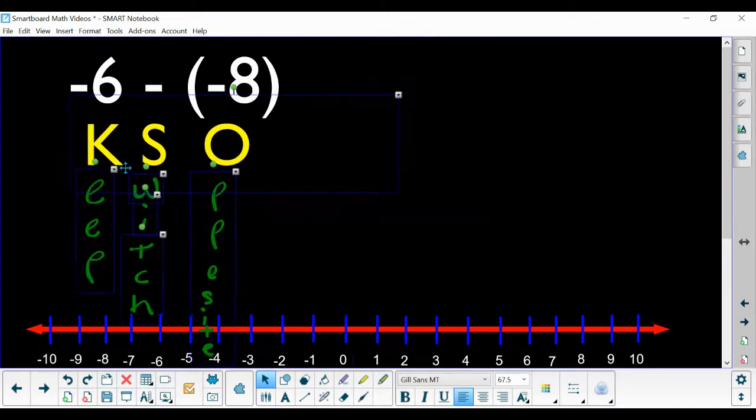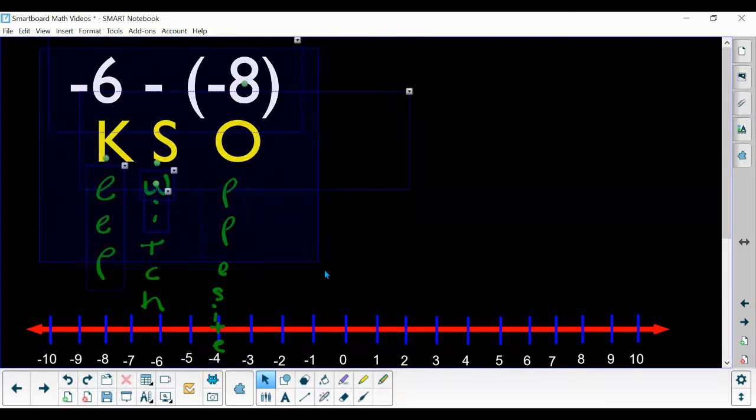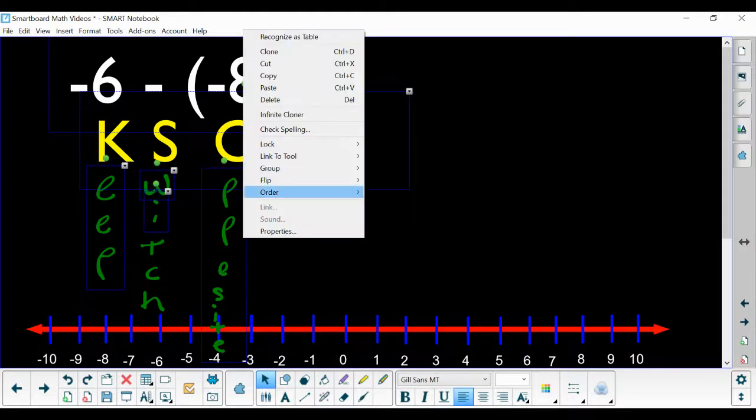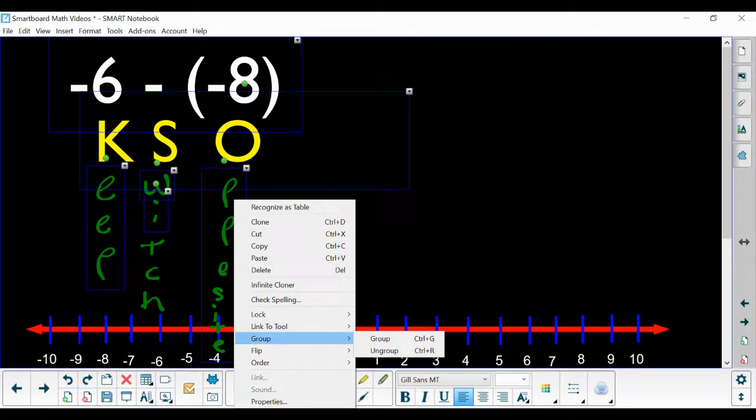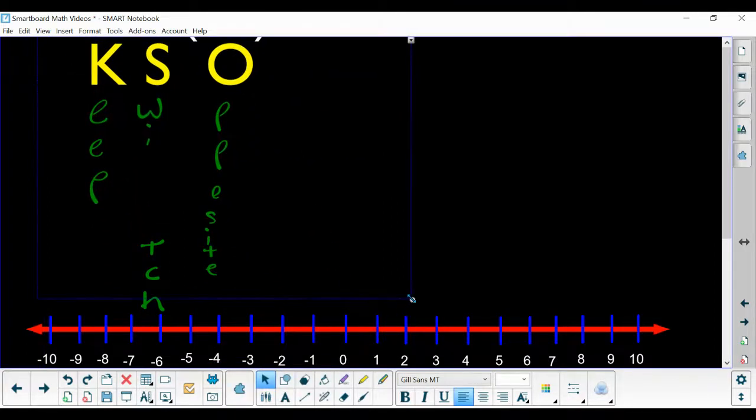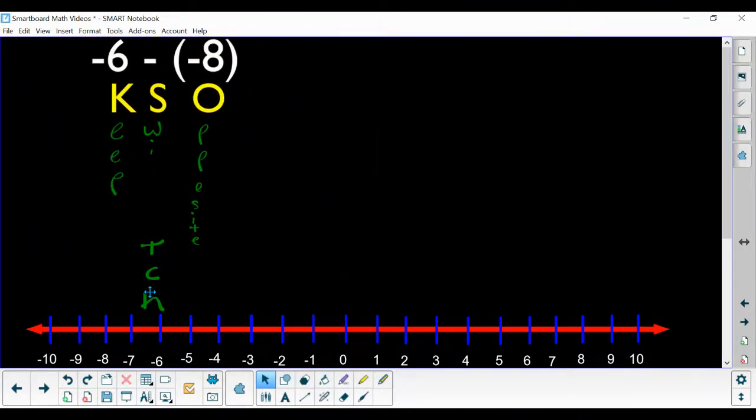right underneath our question. It's kind of tight, the space there, so let's shrink this down. Okay, so we're going to shrink it. Let's bring this over here too. Keep, switch, opposite. That's what it stands for. So what you're going to do first is we're going to use Kesso, keep, switch, opposite, to turn this subtraction problem into an addition problem.